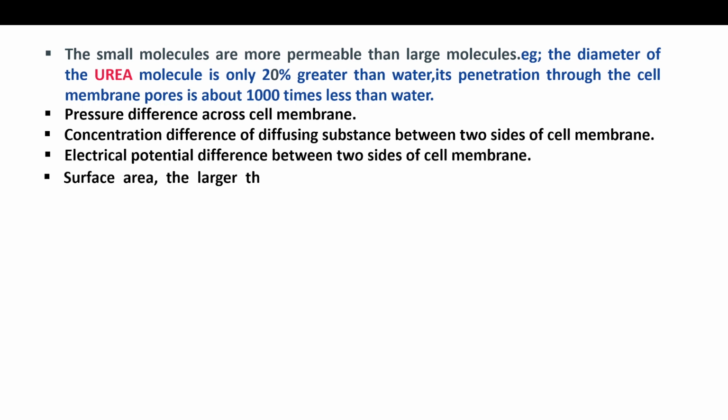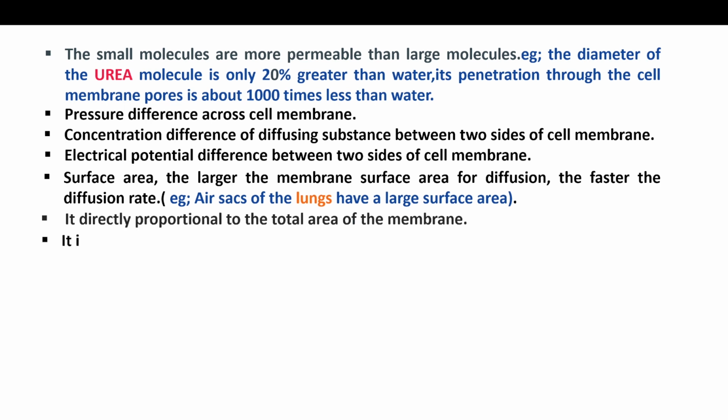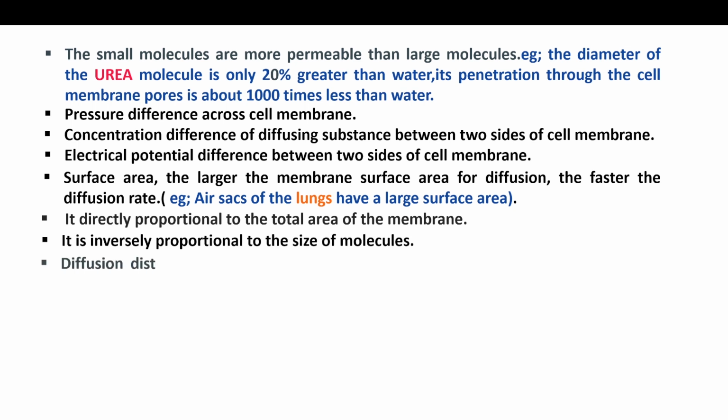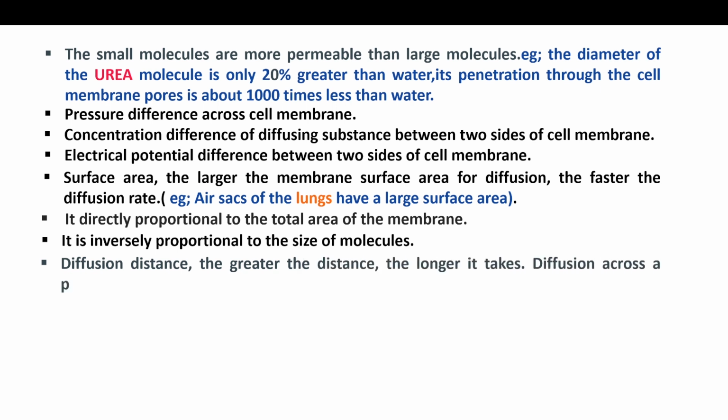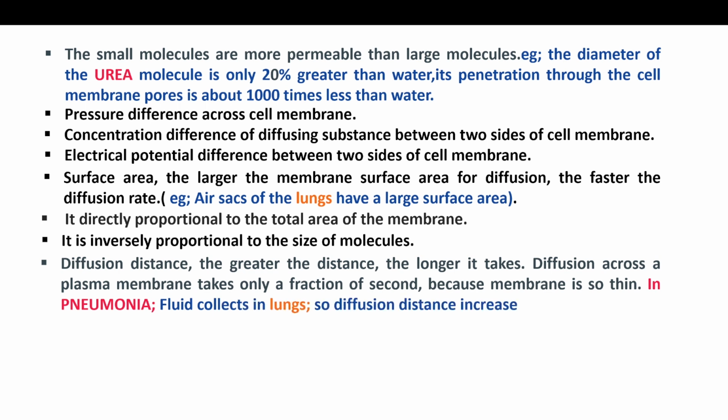Surface area: the larger the membrane surface area for diffusion, the faster the diffusion rate. For example, the air sacs of the lungs have a large surface area. It is directly proportional to the total area of the membrane and inversely proportional to the size of molecules. Diffusion distance: the greater the distance, the longer it takes. Diffusion across a plasma membrane takes only a fraction of a second because the membrane is so thin. In pneumonia, fluid collects in the lungs, so diffusion distance increases.